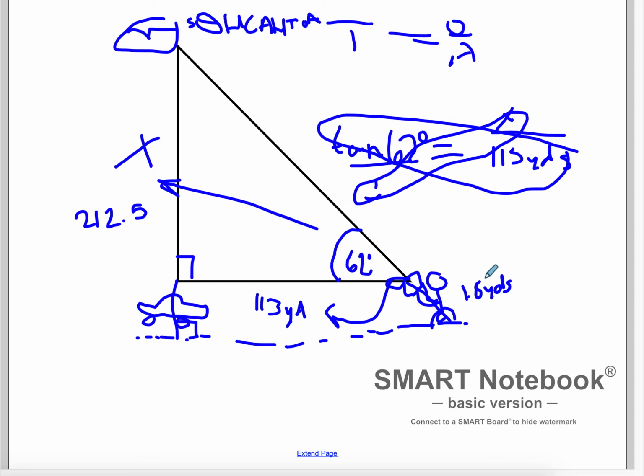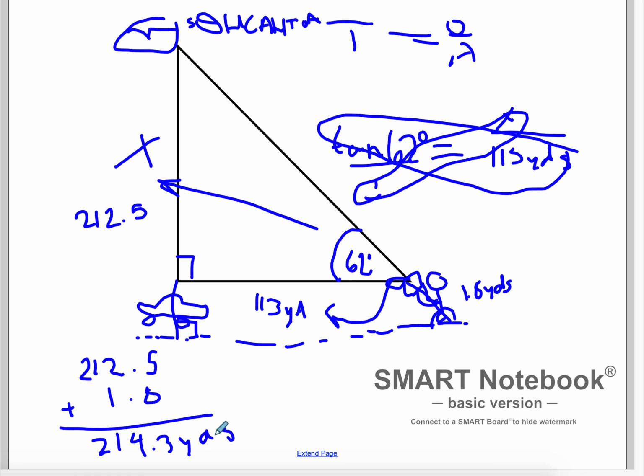And then I have to add this 1.8 because this is how far the camera is from the ground. So 212.5 plus 1.8, because that's how far the camera's being held up from the ground, right? And we want to know how high the eagle is from the ground. So 212.5 plus 1.8 gives you 214.3. So we got 214.3 yards, and that's how high the bird is in the sky.